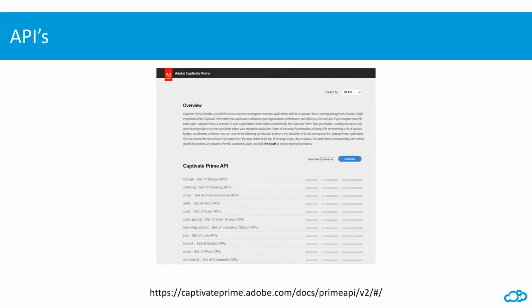These APIs are available publicly, which is extremely unique for a learning management system. And in this particular case here, we've actually put at the bottom of the page the actual URL where you can find all of the Captivate Prime documentation in regards to the set of APIs. And these are used for the customers to integrate their enterprise applications with Captivate Prime.